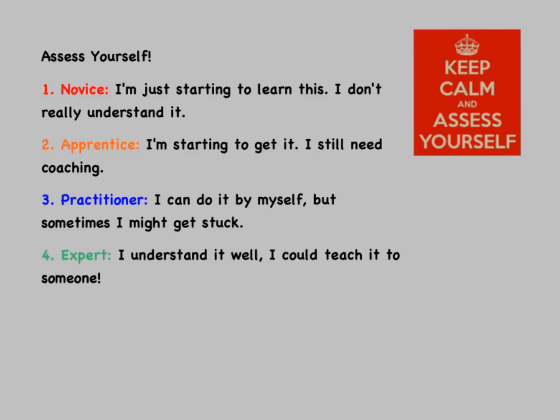If you are a novice, you're just starting to learn this, but you really don't understand, you're going to write a number 1. If you think you're an apprentice, I'm starting to get it, but I still may need some coaching, you're going to write 2. If you think you're a practitioner, I can do it by myself, but I may sometimes get stuck, you're going to write a number 3. And if you think you're an expert, you're going to write a number 4. You understand it well, and you could teach it to somebody.